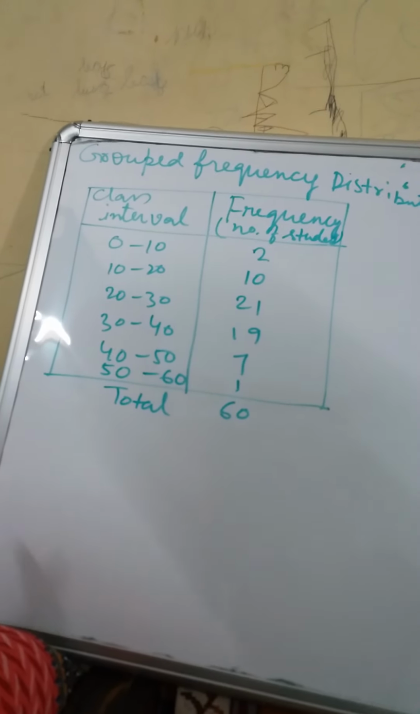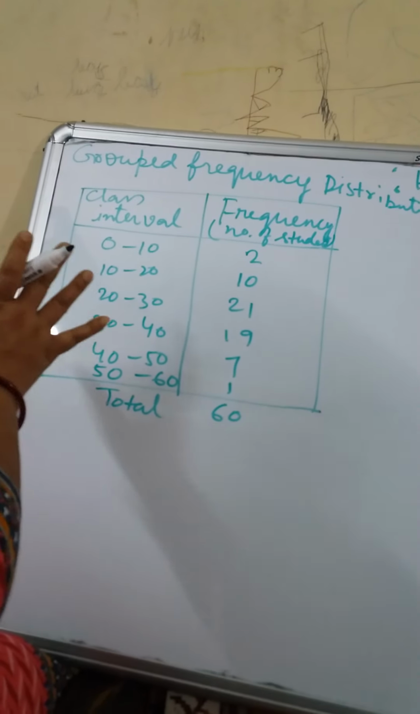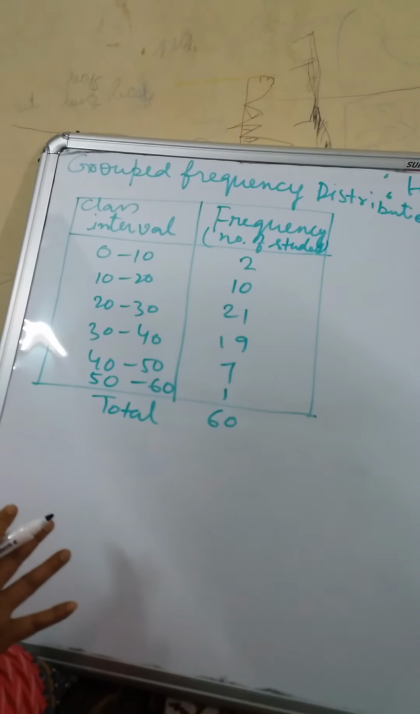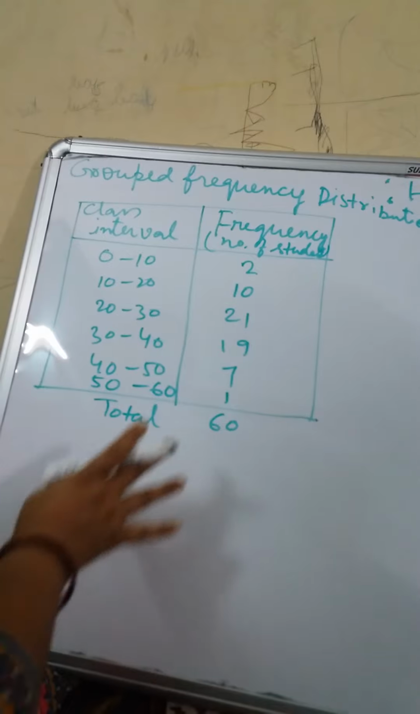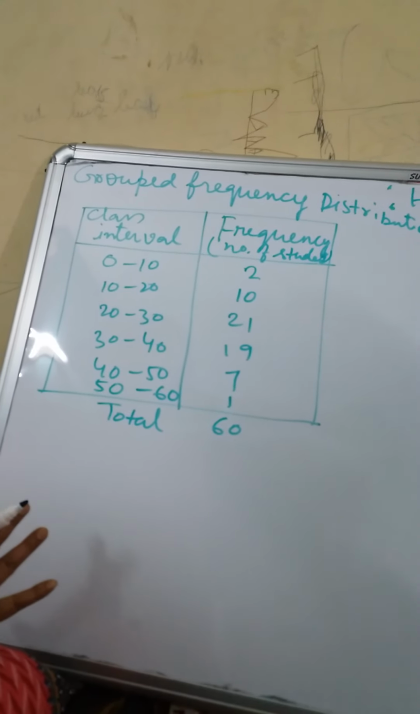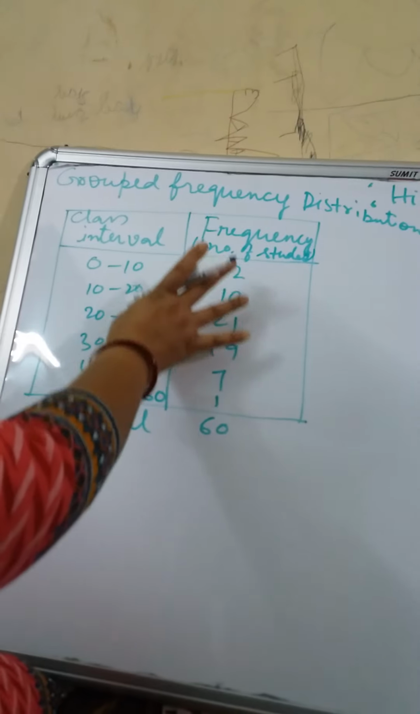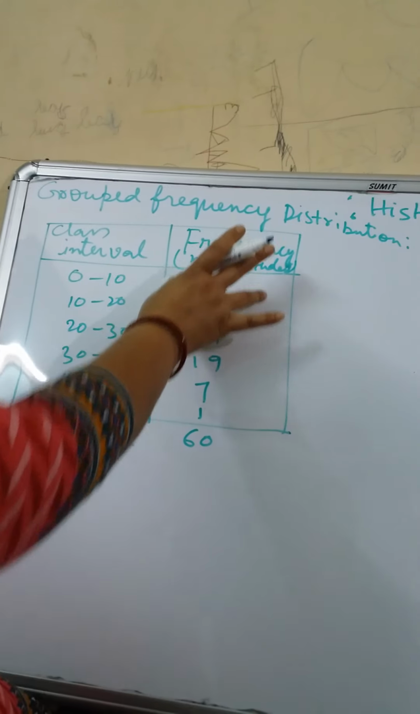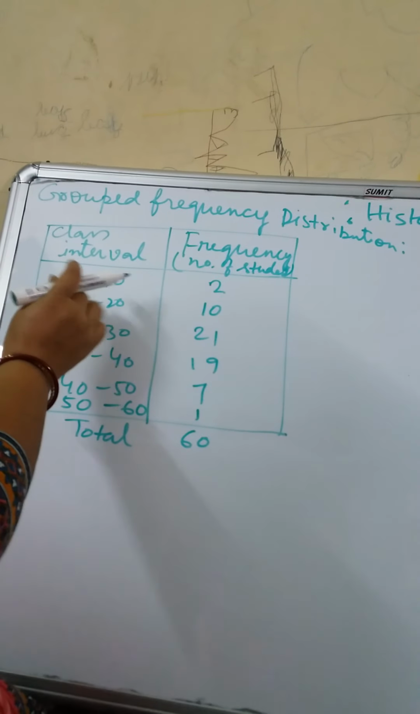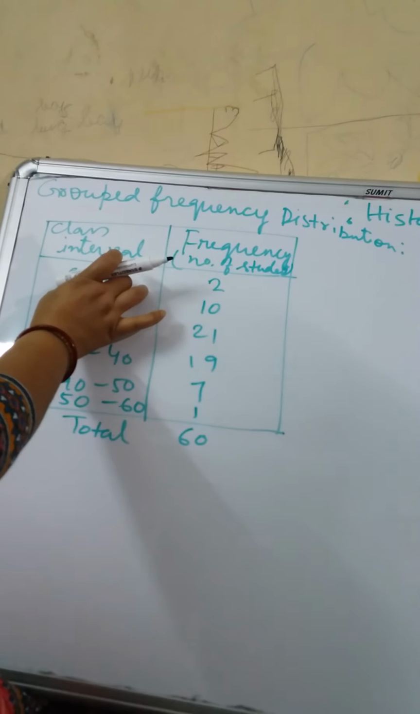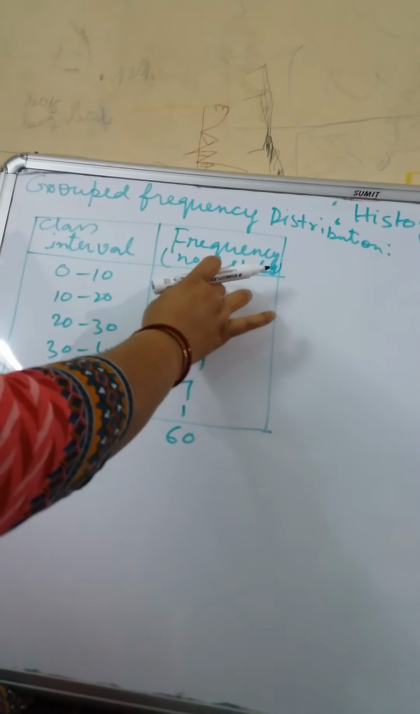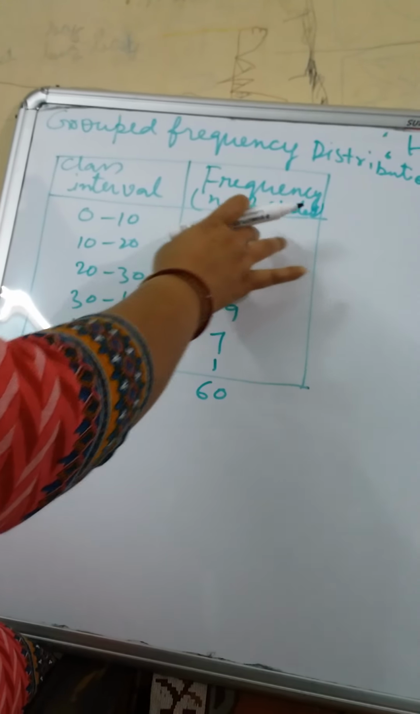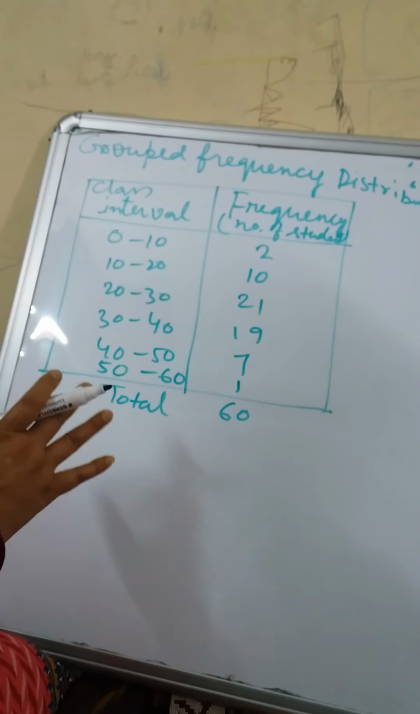Okay, let's consider the group frequency distribution of the marks obtained by 60 students in a mathematics test. This is a group frequency distribution table. This is the class interval and this is the frequency, that means the number of students in this range, how many students fall in this class. Okay, 0 to 10, that means 2 students have got between 0 to 10, and like this. We have learned it already.